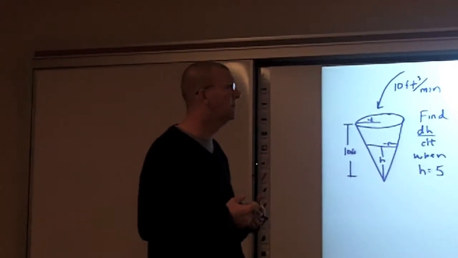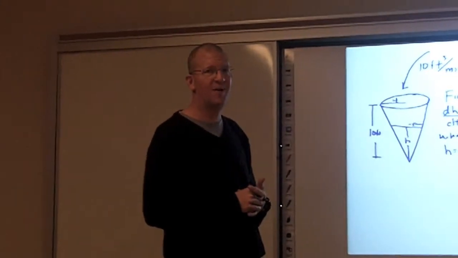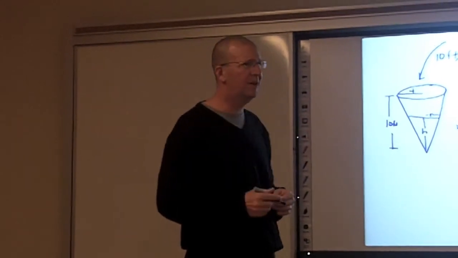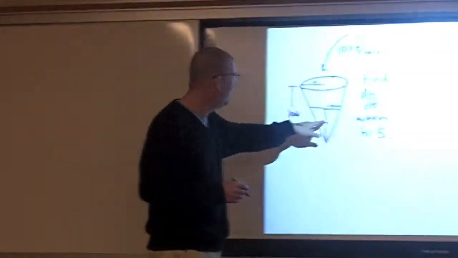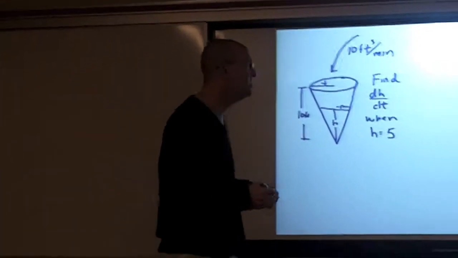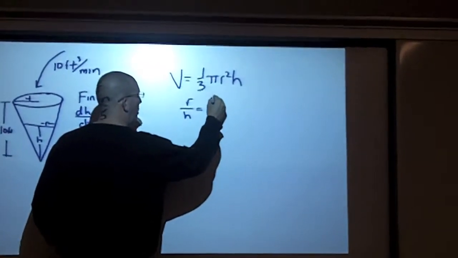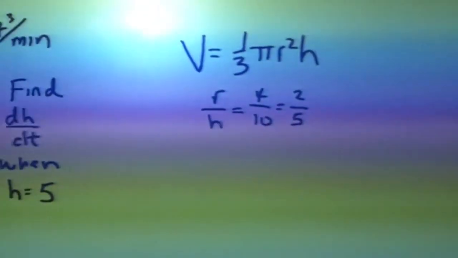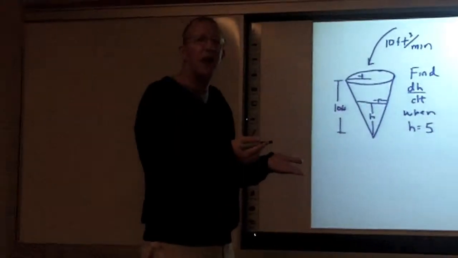What am I going to do? Well, fortunately, we have a solution to that problem. I don't want to deal with dr/dt. And one of those properties, again, that I may have missed in freshman geometry was that the r over h ratio in a cone is always the same. Watch this. I know that r over h equals 4 over 10, or 2 over 5. So what we can do is we can get rid of all of the r terms.